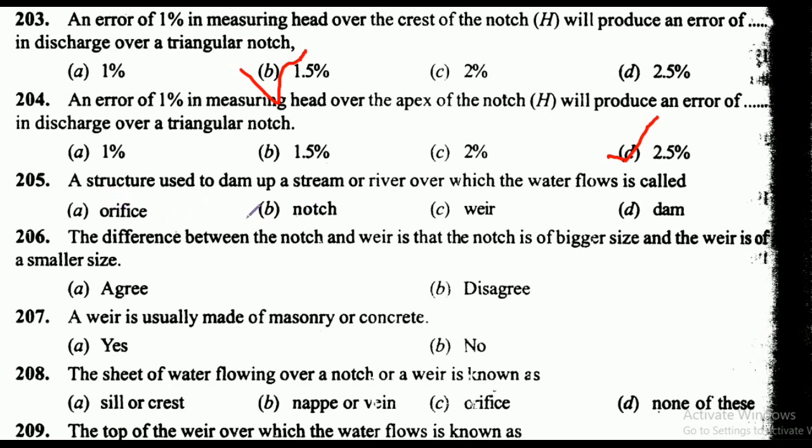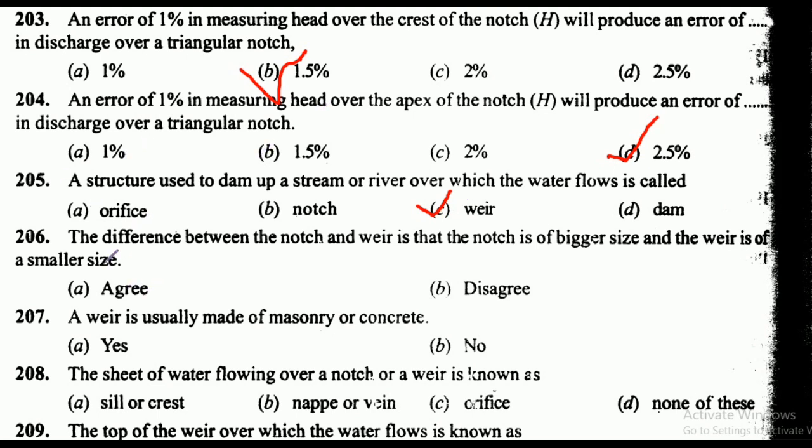Next is, a structure used to dam up a stream or river over which the water flows is called. Here friends, options are orifice, notch, weir, dam. So here friends, the correct answer is option C, that is weir.